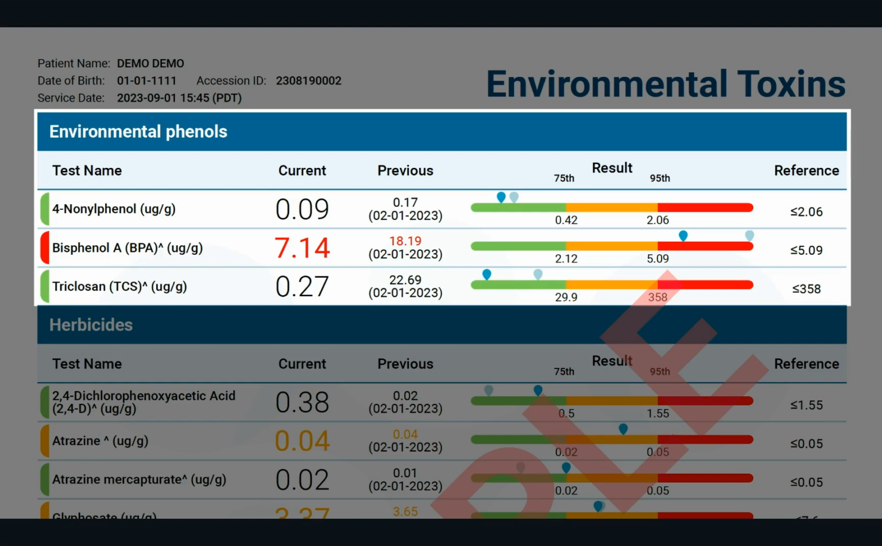Phenols are a group of chemicals used ubiquitously in consumer and personal care products, pesticides, and as preservatives in food and beverage processing. Markers include bisphenol A, commonly called BPA, triclosan, and 4-nonylphenol. Note that the results are reported as both a number and plotted graphically so you can visually see how high or how low your patient's results are.